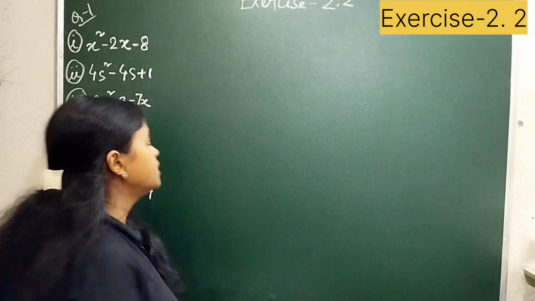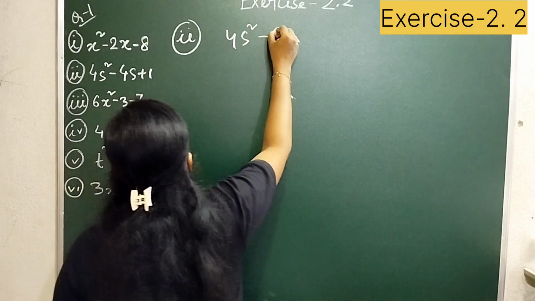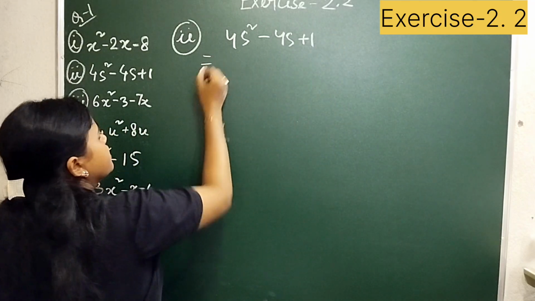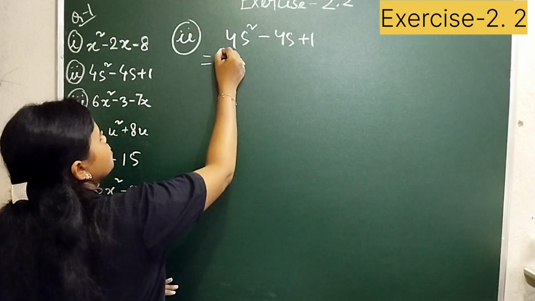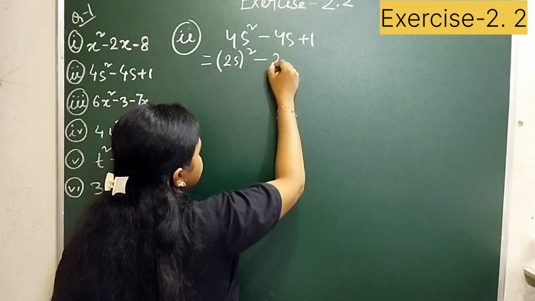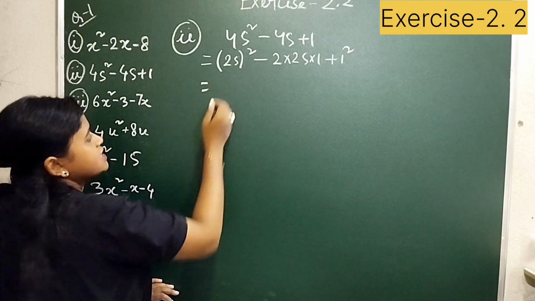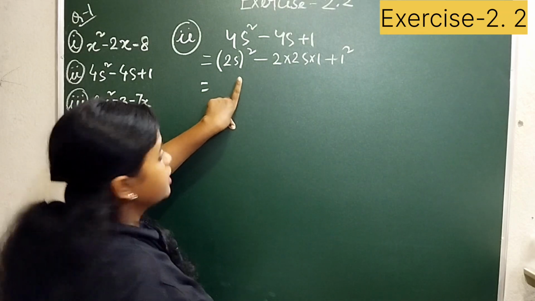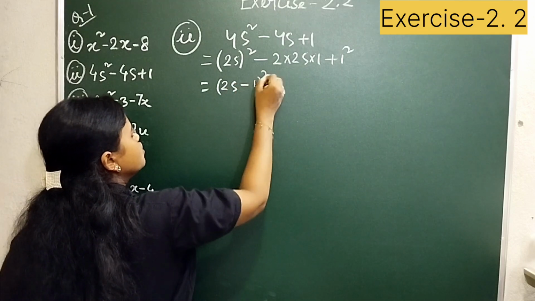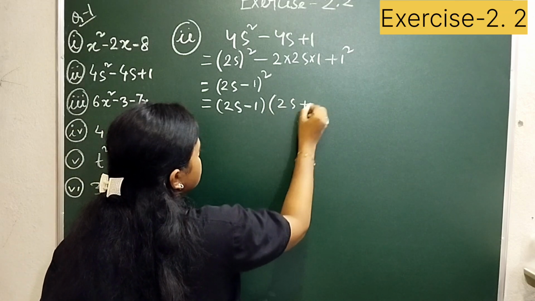Let us discuss question number 2. Question number 2 is 4s square minus 4s plus 1. We have to find the zeros of this polynomial. We can write 4s square as 2s whole square, and 4s as 2 into 2s into 1, plus 1 square. This is the formula of a minus b whole square: a square minus 2ab plus b square. So we can write it as 2s minus 1 whole square, which is 2s minus 1 into 2s minus 1.